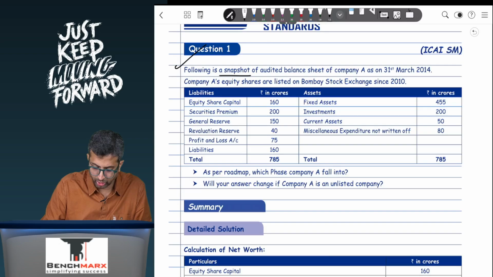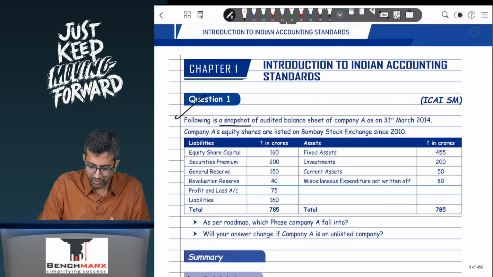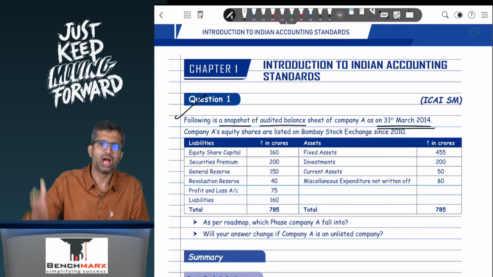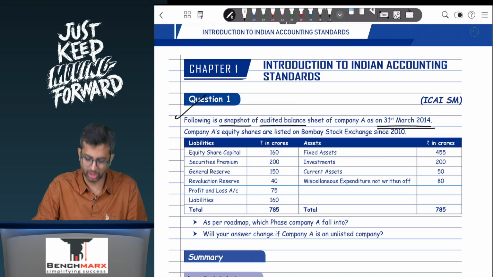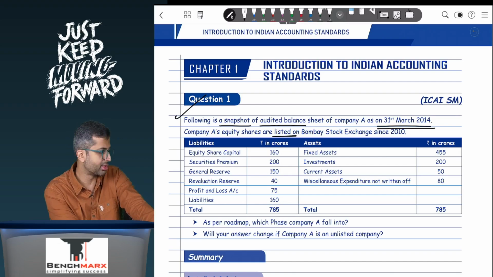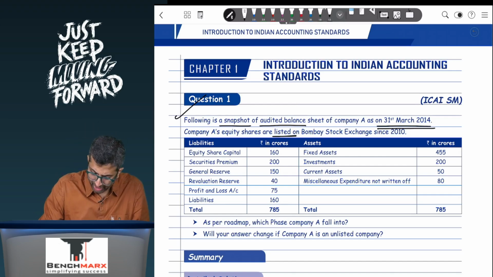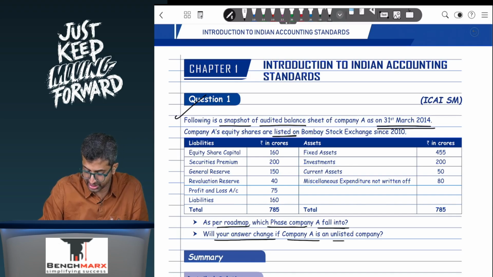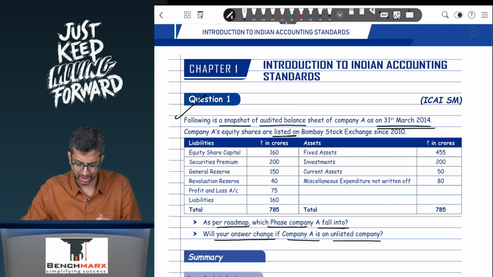Following is a snapshot. So we are on question number 1, page number 1. Following is a snapshot of the audited balance sheet of a company as on 31st March 14. This is a 31st March 14 study material question. Company A's equity shares are listed on the Bombay Stock Exchange since 2010. You have been given the balance sheet. As per the roadmap, which phase will company A fall into? Will your answer change if company A is an unlisted company? Again, which phase will company A fall into?